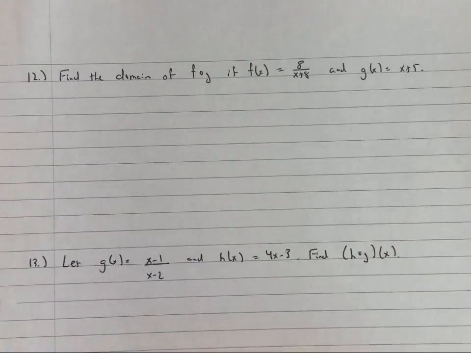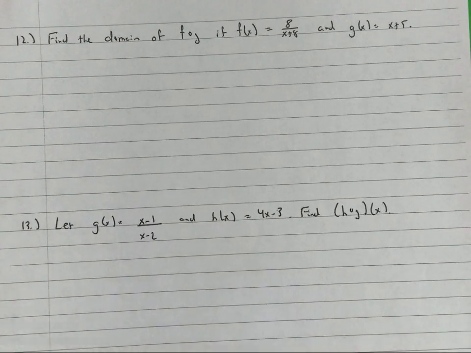Okay, now going back to your study guide. We're going to do 12 and 13 on your study guide today. What we just did was the additional review problems, where I went through your test and said, I need to do another problem like that. Yes, you may. Now, number 12 says, find the domain of f of g if the f function is equal to 8 over x plus 8 and g of x is equal to x plus 5.